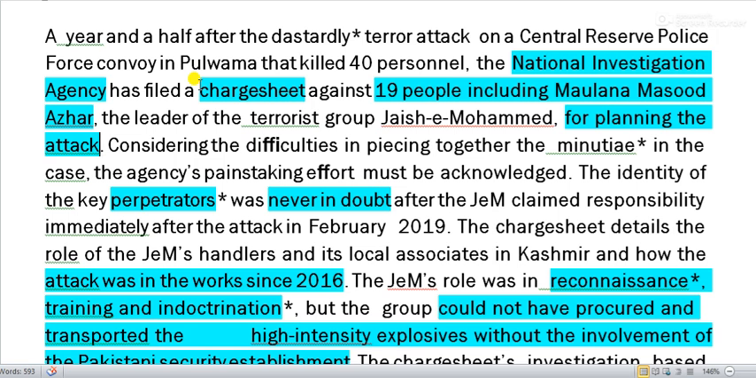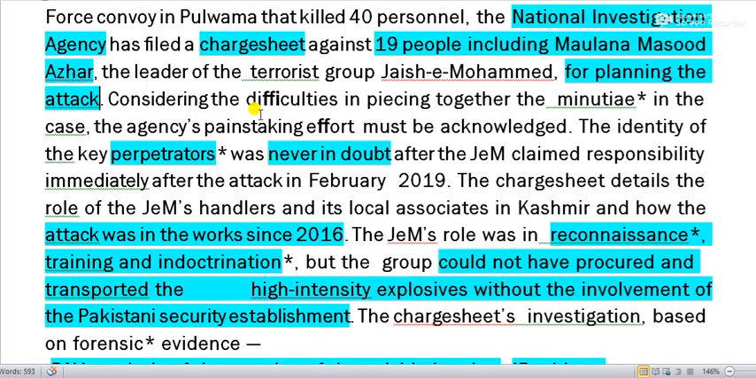made its investigations and finally has come out with a charge sheet against 19 people, and one of them is Maulana Masood Azhar, who is the leader of Jaish-e-Mohammed. And the allegation in the charge sheet says that Maulana Masood Azhar was involved, or rather responsible for planning the attack.